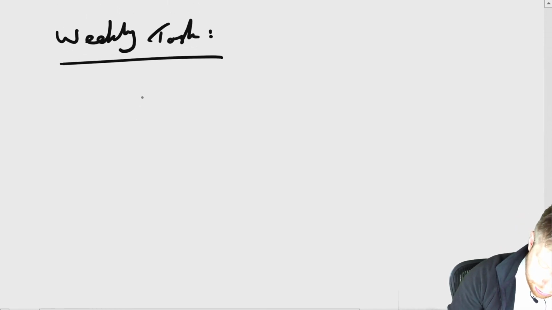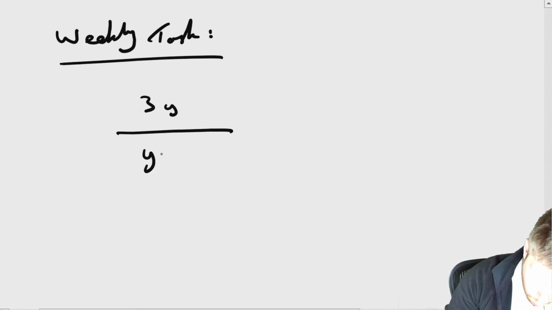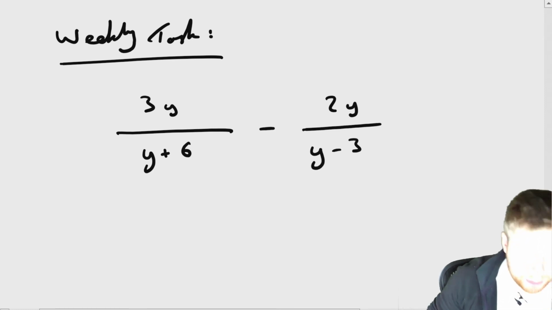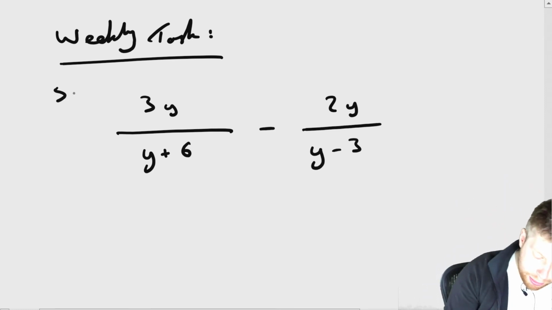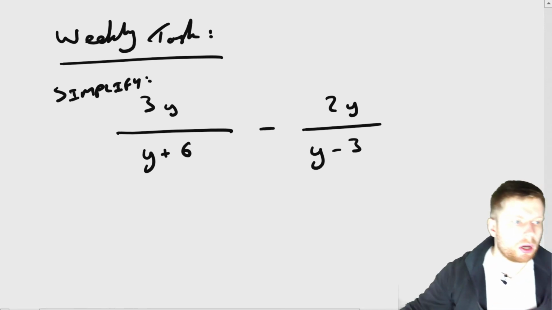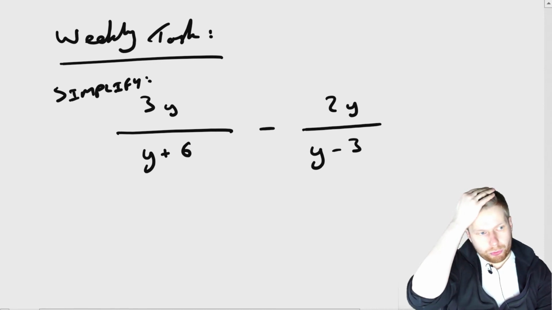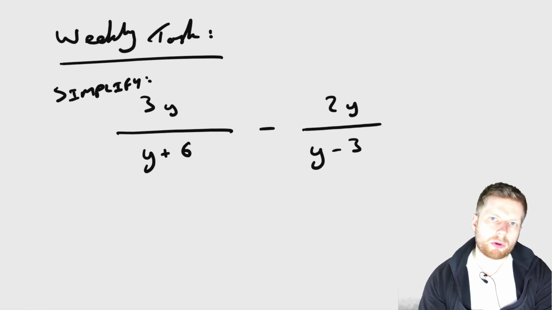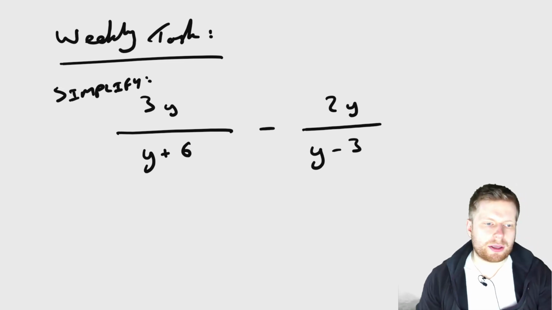Let's try 3y over y plus 6 minus 2y over y minus 3. Okay, could you simplify this for me? And could you bring it along to your next lesson where your teacher will check that you have done this? So 3y over y plus 6 minus 2y over y minus 3. Bring that along to your next lesson and then your teacher will check that you've done this.